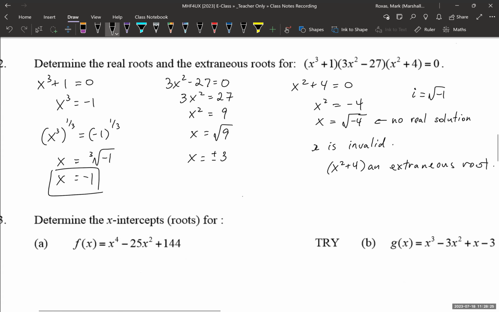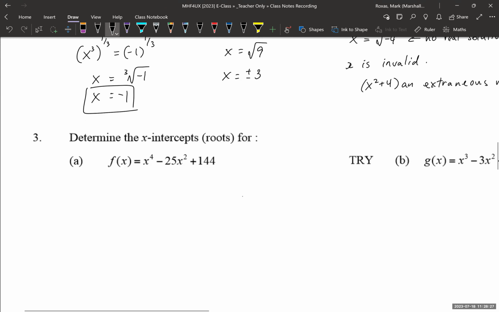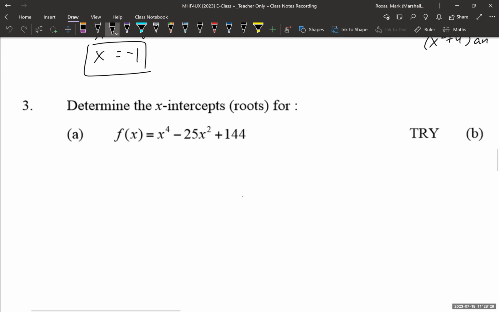All right. Can we find some other roots? Let's look at another example. F of x equals x to the power 4 minus 25x squared plus 144.